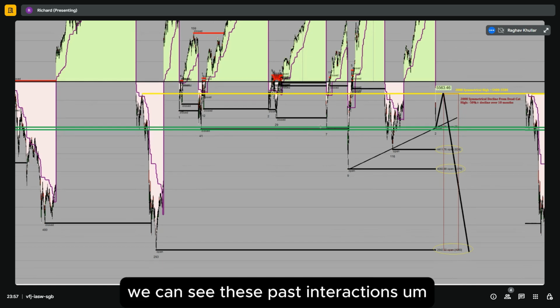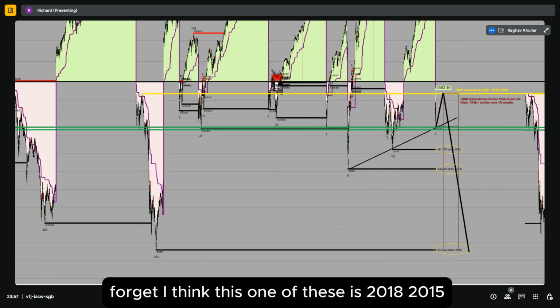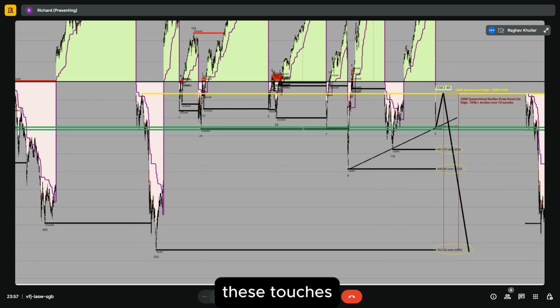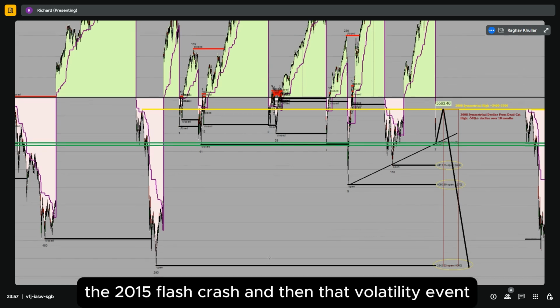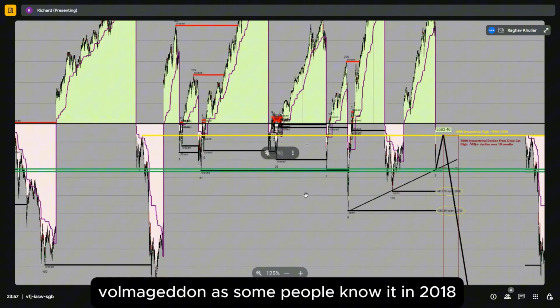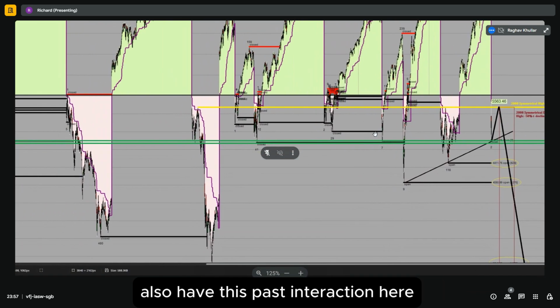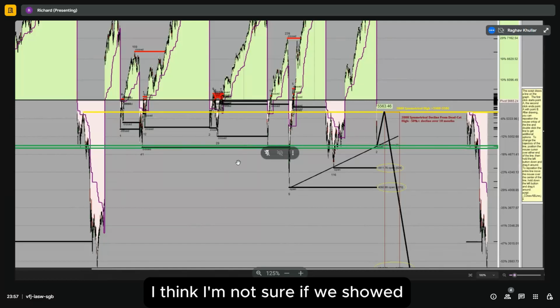Yeah, that's a great point. We can see these past interactions. I think one of these is 2018, 2015. These touches are the 2015 flash crash, and then that volatility event, Volmageddon, as some people know it, in 2018. We also have this past interaction here.